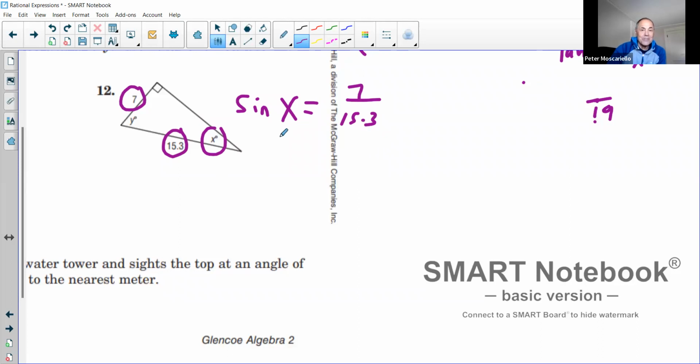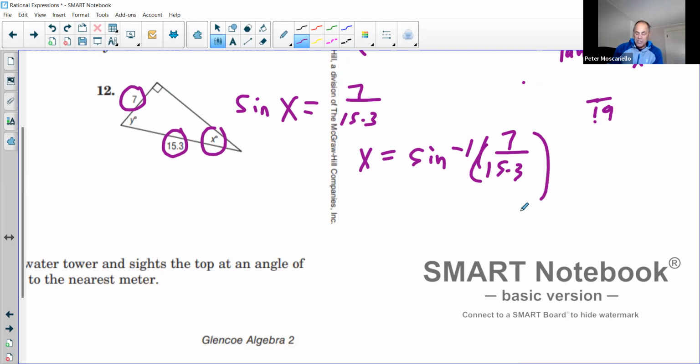So this is inverse sine, right? So you write sine X equals 7 over 15.3. So X equals the inverse. Anytime we're solving for an angle, it's inverse sine of 7 over 15.3. So I do 7 divided by 15.3 on my calculator machine. 0.4575, leave that big long number and then just hit inverse sine. 27.22. So this angle is 27.2.